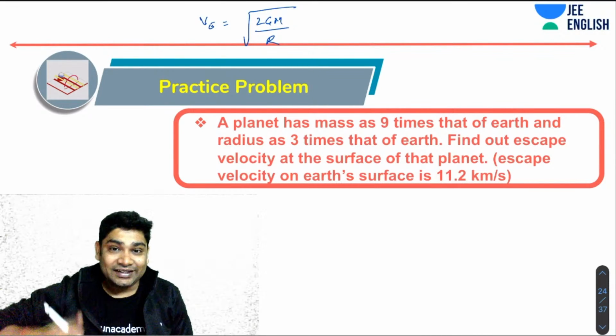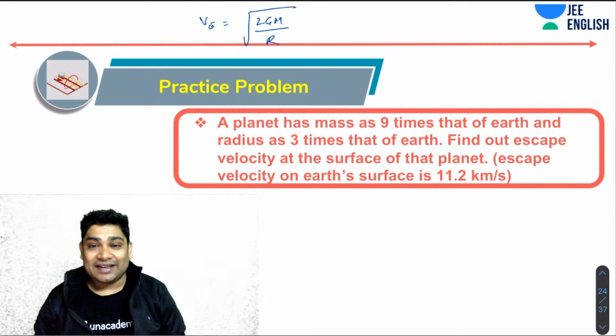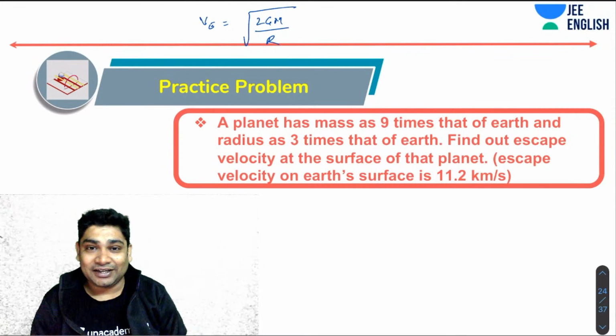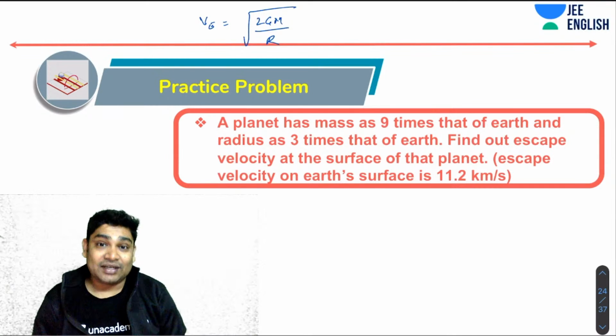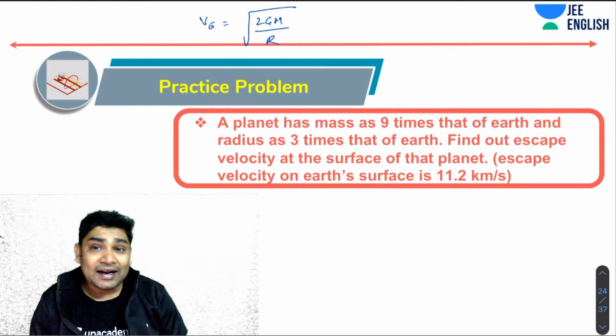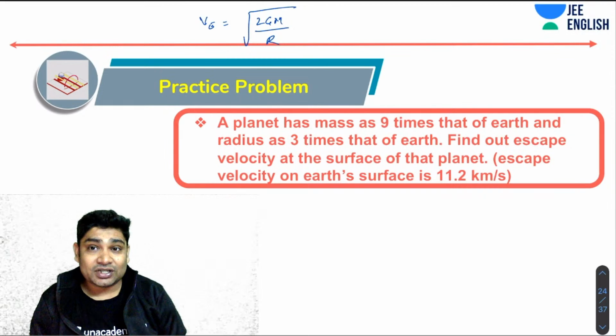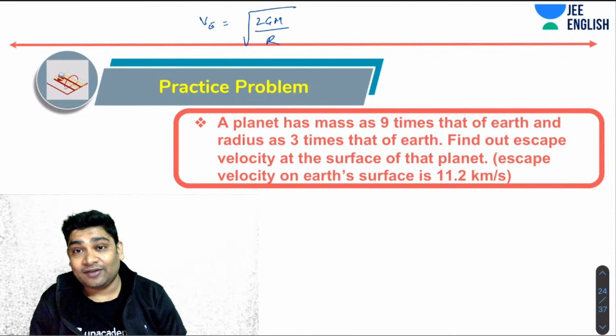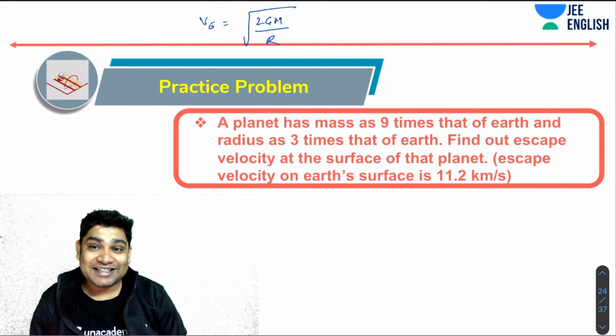Okay, now you can calculate that for any planet. You can calculate now the escape velocities at the surface of Jupiter, Saturn, anything that you feel like, any hypothetical planet also. Like in this question. This question says that a planet has a mass which is 9 times the mass of Earth and radius which is 3 times the radius of Earth. You have to find out the escape velocity at the surface of that planet, given that the escape velocity on Earth's surface is 11.2 kilometer per second. Okay, so try this. Let's see if you can get this right.